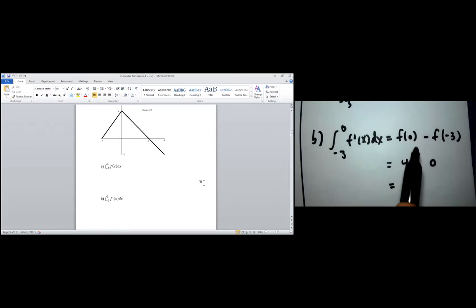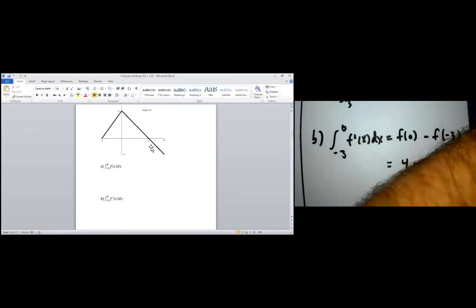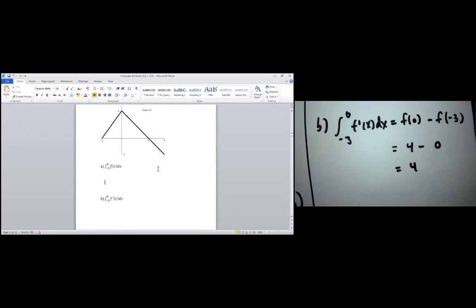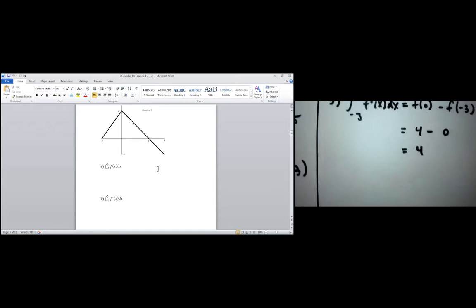So if you integrate f prime, you get f, top minus bottom. F of 0, look at the graph. That's 4. F of -3, that's going to be 0. And then you can see how that checks out to be 4. Okay. And then part C.